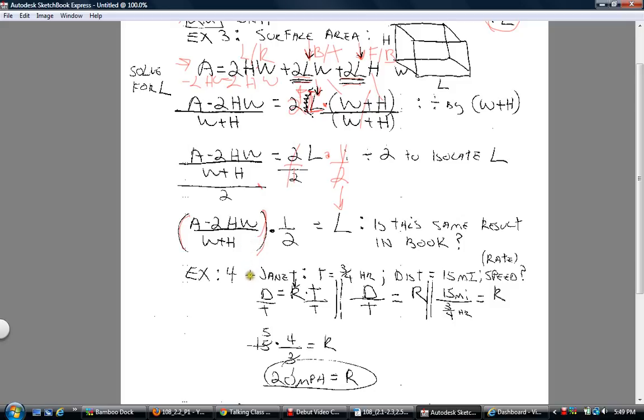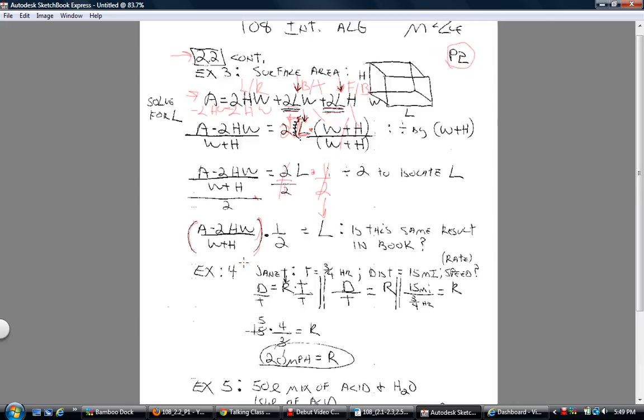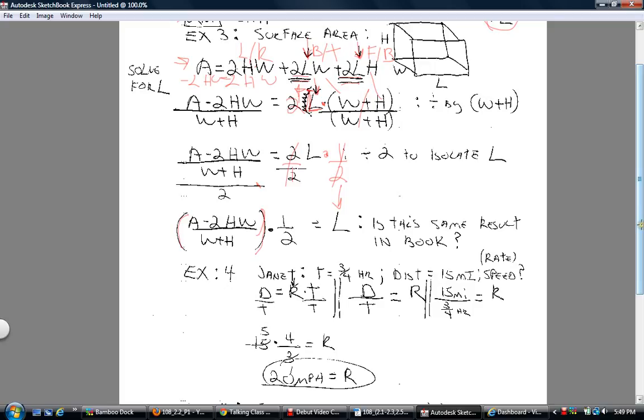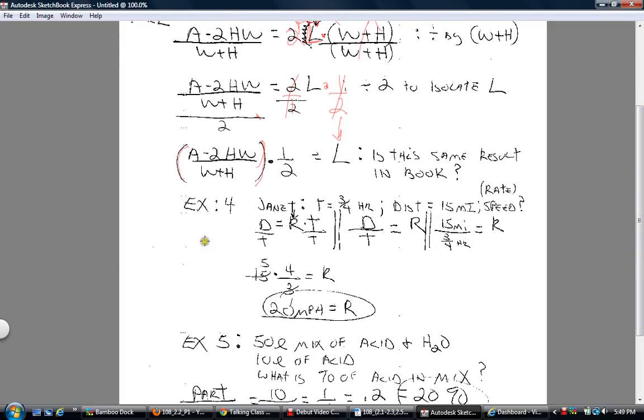Now a couple more easy examples to work on. What happens if you are out traveling in your car: distance equals rate times time. You're told that Janet takes 3/4 of an hour to travel a distance of 15 miles, and you wonder what her speed is. One way to do this, and they're trying to get you to practice isolating variables, is distance equals rate times time. Isolate the R for the rate.